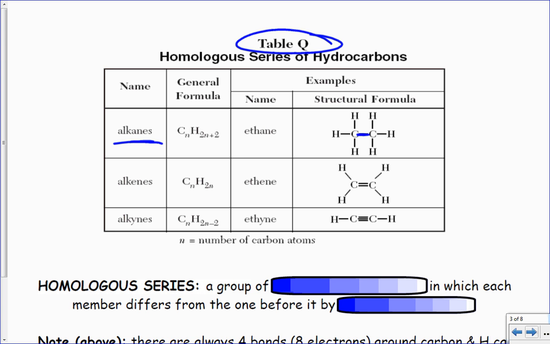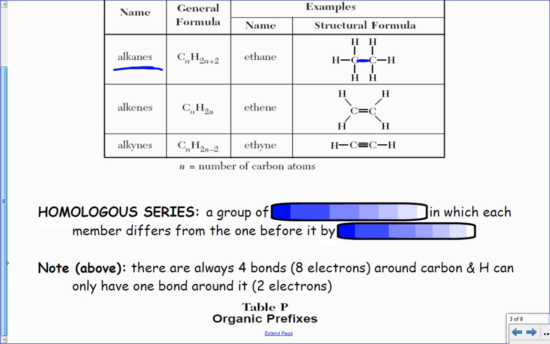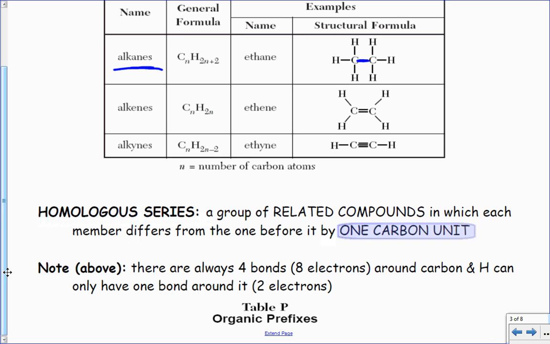And in the next video, we're going to get into alkenes and alkynes. We'll put those together, and that's going to tell us double bonds and triple bonds, okay? Homologous series means a group of related compounds, and they differ by one carbon unit. So what does that mean?